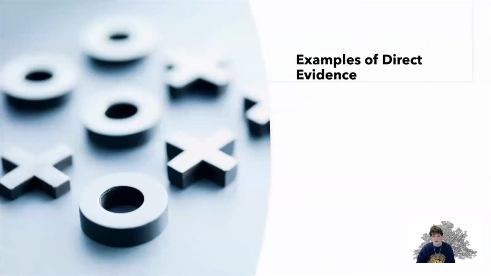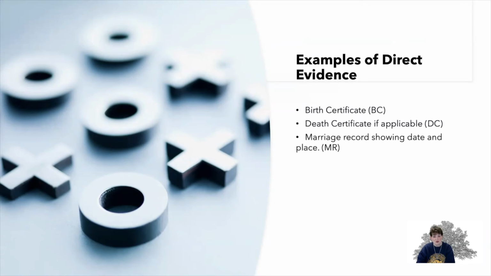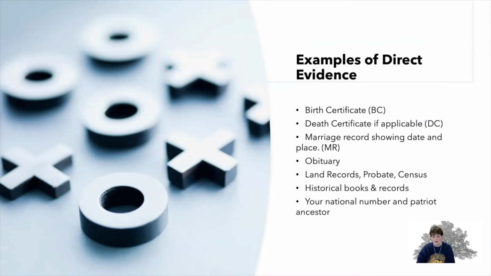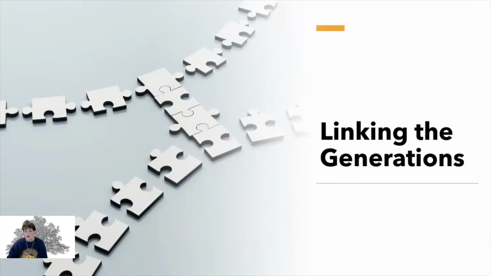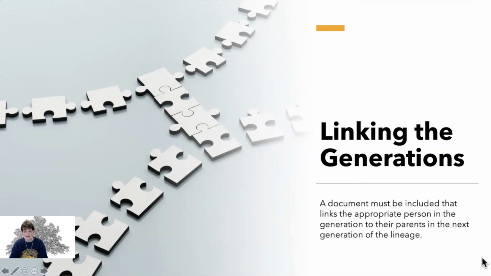Examples of direct evidence would include birth certificates, death certificates, marriage records showing date and place, an obituary, land records, probate records, census records, historical books and records, your national number and Patriot ancestor, and another member's national number and Patriot ancestor. Once again, a document must be included that links the appropriate person in the generation to their parents in the next generation of the lineage. And this is where trouble can arise. Sometimes it is difficult when you're looking at a family before 1850 to link the generations.